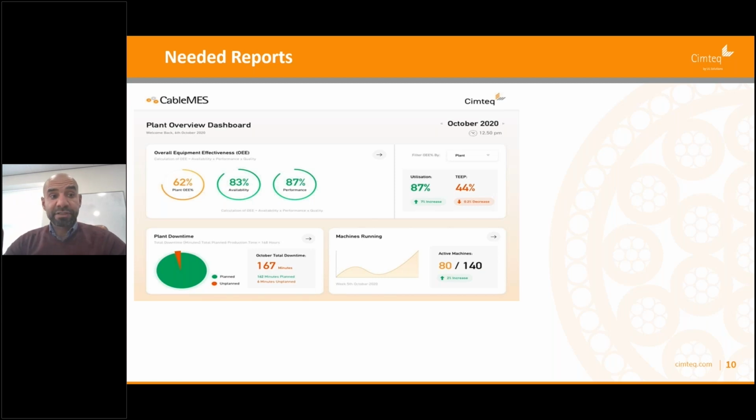The first report is the plant overview dashboard. The plant overview dashboard will give you a general overview of the overall efficiency of the plant, the availability of the plant, and the availability per zone and per machine. And for the percentage that is not available, you will have the reason why: it's due to maintenance, due to no orders, or due to fewer resources.